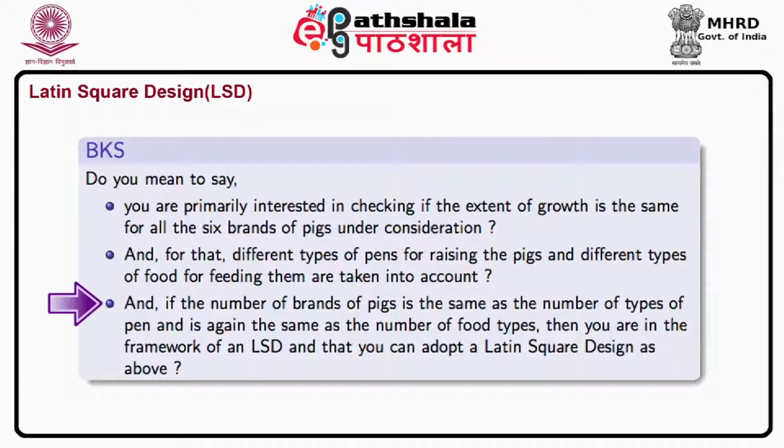Yes, sir. Also, if the number of brands of pigs is the same as the number of types of pen and is again the same as the number of food types, then you are in the framework of a Latin square design, as you said, and then you can adopt a Latin square design of order 6. Yes, sir. Looks like this is all that you have in mind.